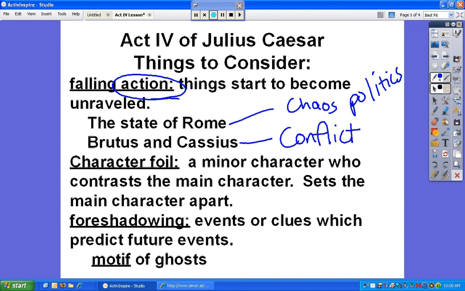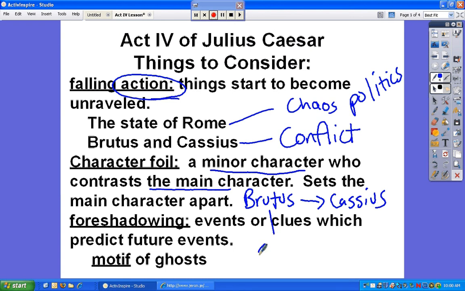Another element, and this was described earlier in some of the previous lessons, but we're studying character foils, and that's when a minor character contrasts the main character, and it really sets the main character apart. And for this play, we've always said that Brutus has a foil, and his foil is Cassius. And so we're going to see that at work. We established earlier that Brutus was a Stoic. We've also established that Cassius is kind of choleric.